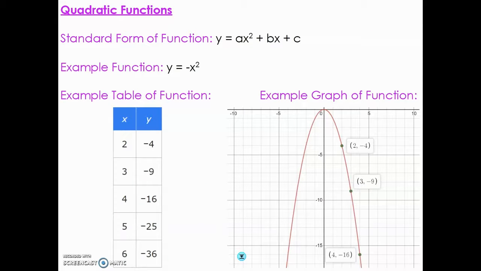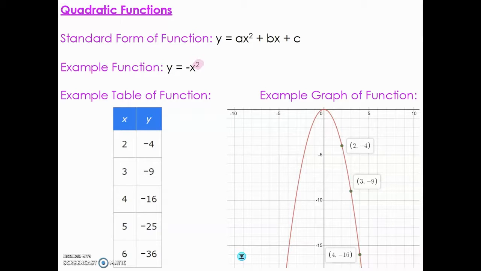Now we'll look at our quadratic functions. Again, we want to know how I will know that it's quadratic based on the equation, the table, or the graph given to us. First of all, let's just review. The standard form of our function for quadratics is y equals a times x squared plus b times x plus c.